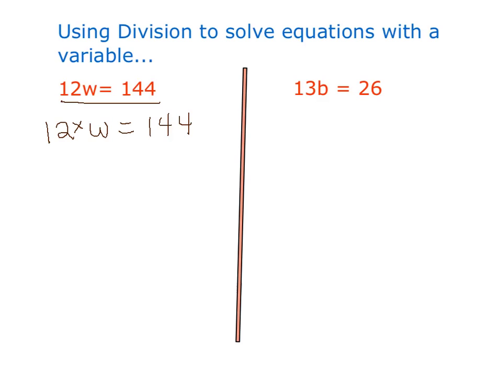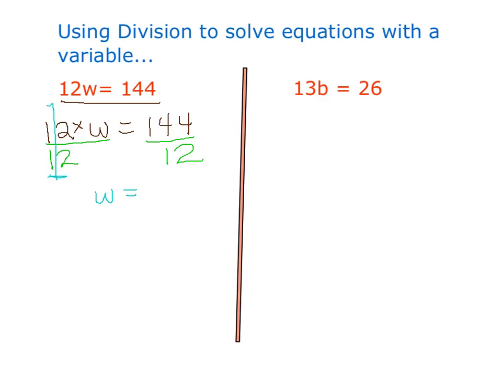So instead of multiplying, we're going to undo the multiply. So we'll divide by 12. And what we do to one side, we must do to the other. So we'll divide that by 12. I've talked before about what I call my well-chosen one. This becomes a well-chosen one here. 12 over 12. 1 times W equals W. And 144 divided by 12.